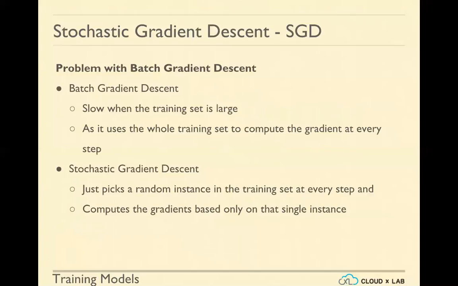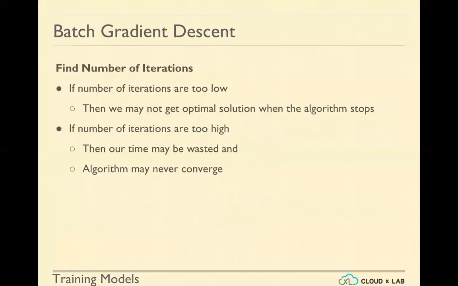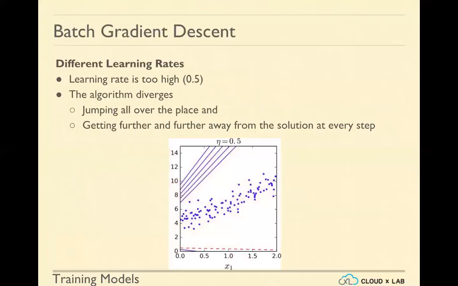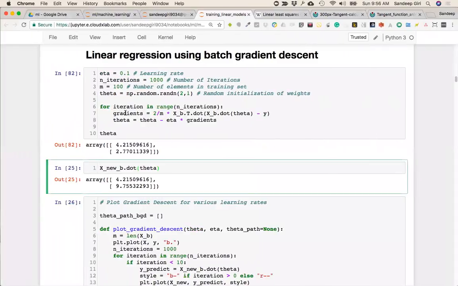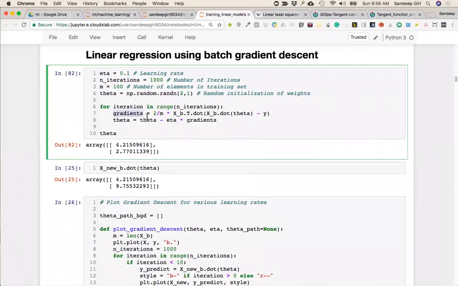A question from Vinta: what are x1, x2, x3, xn? I'll just show you, this is basically the gradients.